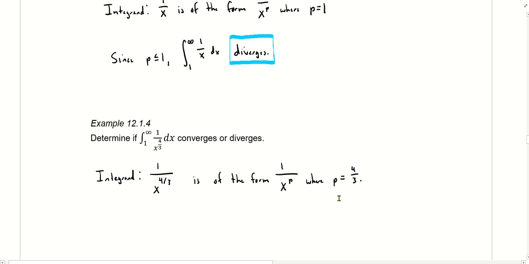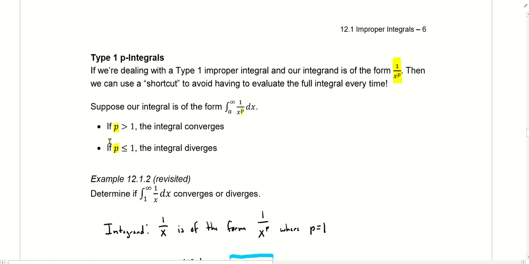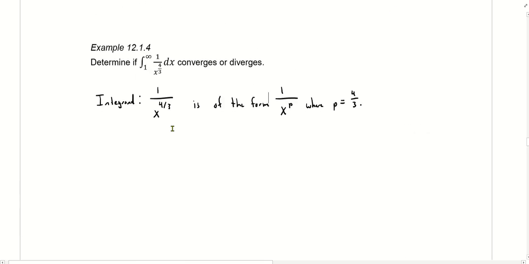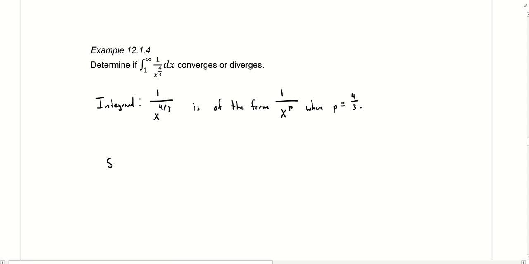So what's our p? Where does it fall in our little shortcut here? Well, in this case, 4/3, that's greater than 1. So that automatically means that this integral is going to converge. So since p is greater than 1, the integral from 1 to infinity of 1 over x to the 4/3 converges.